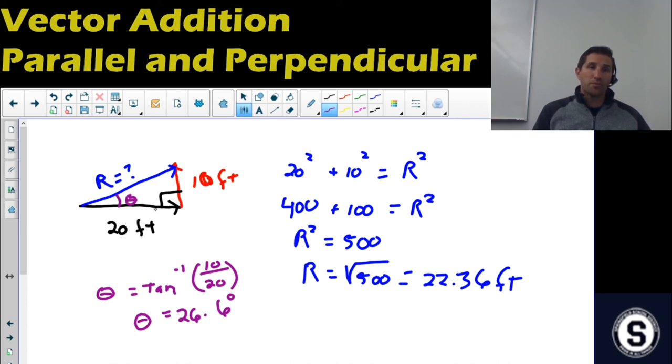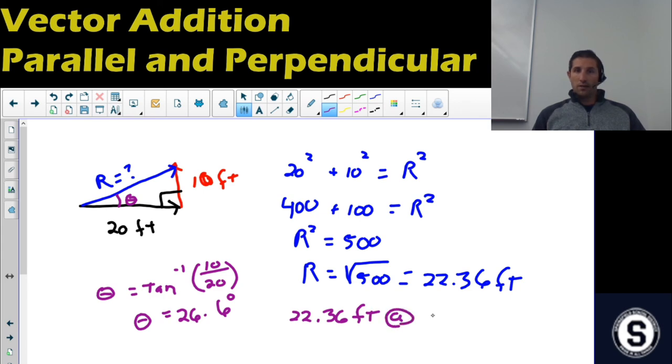And if you think about it, this black line was east. So that is 26.6 degrees north of east. So when I write my answer, I'm going to write 22.36 feet at 26.6 degrees north of east. So I'm able to use the Pythagorean theorem to tell me how far. I'm able to use the inverse tangent to tell us what direction. That's how we're going to do it when we have them at right angles like this.